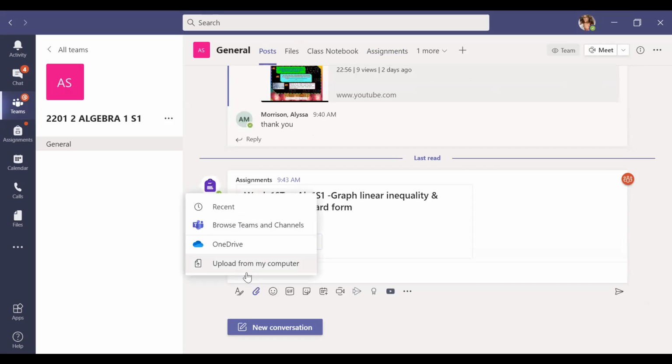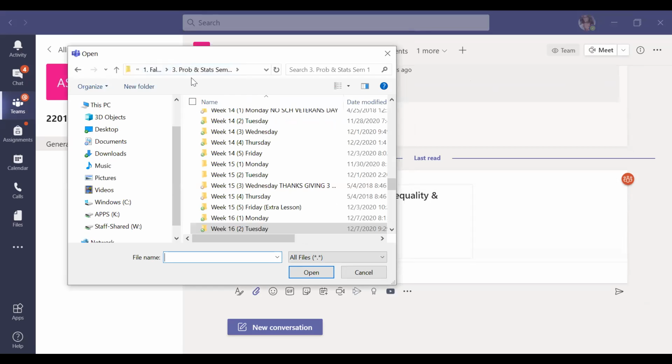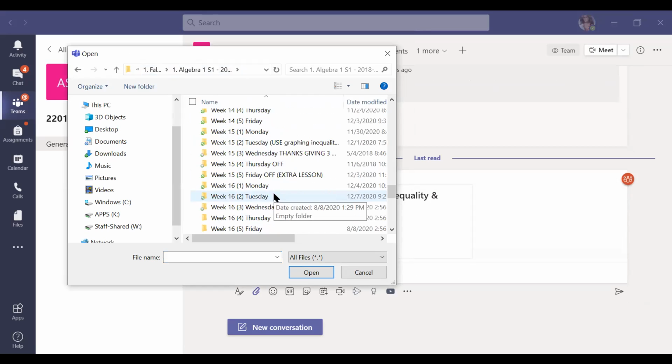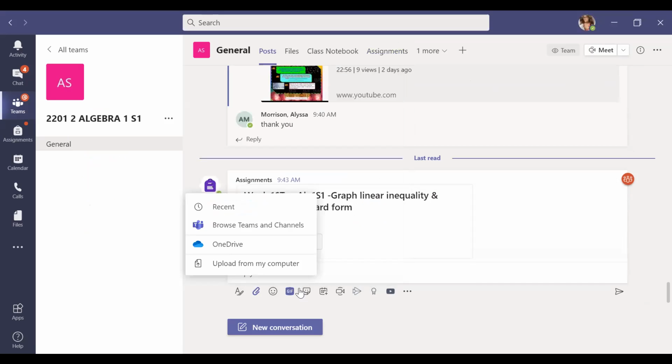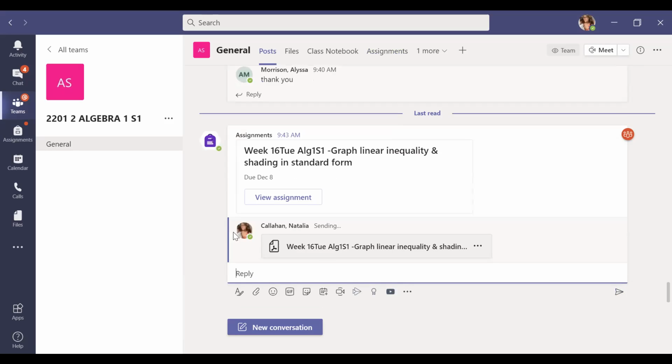Attach. Upload from my computer. And we want to go to Algebra 1, week 16, Tuesday. And ta-da, there it is. Okay, now it's going to attach it. It's going to take a little bit longer because it's about 100 slides. So if you need the notes for today, you just need to scroll to the very, very back of the PowerPoint, and you should have that.